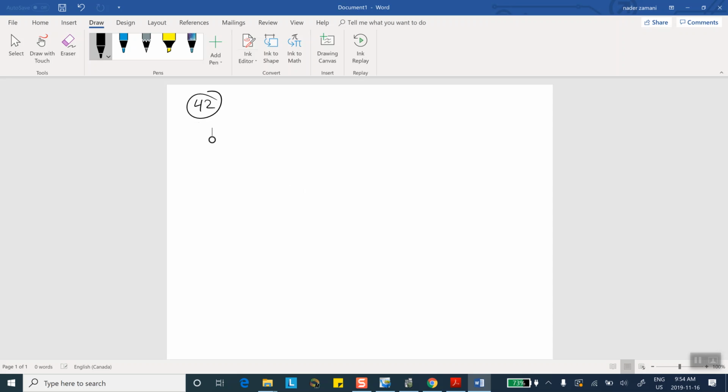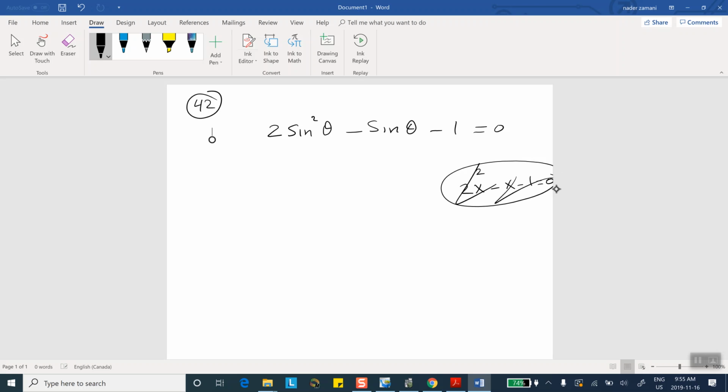So you have 2 sine squared theta minus sine theta minus 1 equal to 0. Let me remind you that this is the kind of thing that you use in algebra class: 2x squared minus x minus 1 equal to 0, right? If you don't know how to factor this thing, it is hopeless. You can also use the quadratic formula, but this is simple enough. We can factor it by inspection.